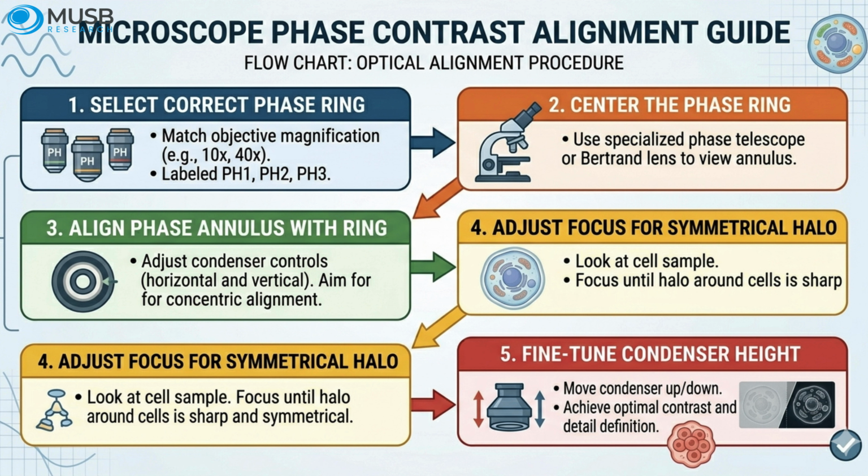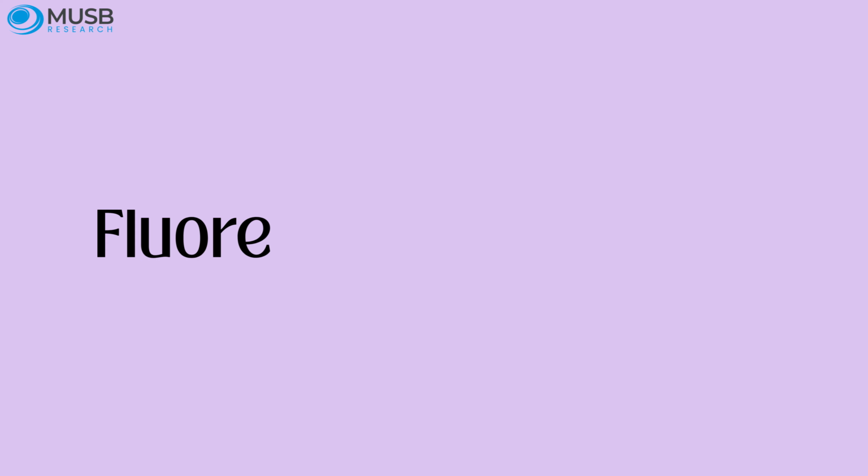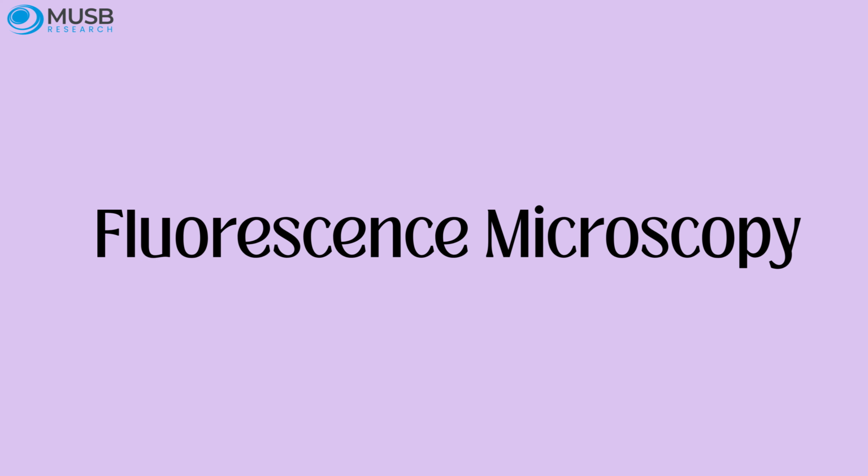Phase contrast is the cell's version of an MRI, except it costs 1/1000th as much and nobody has to lie still for 45 minutes. Fluorescence microscopy, party mode for scientists.